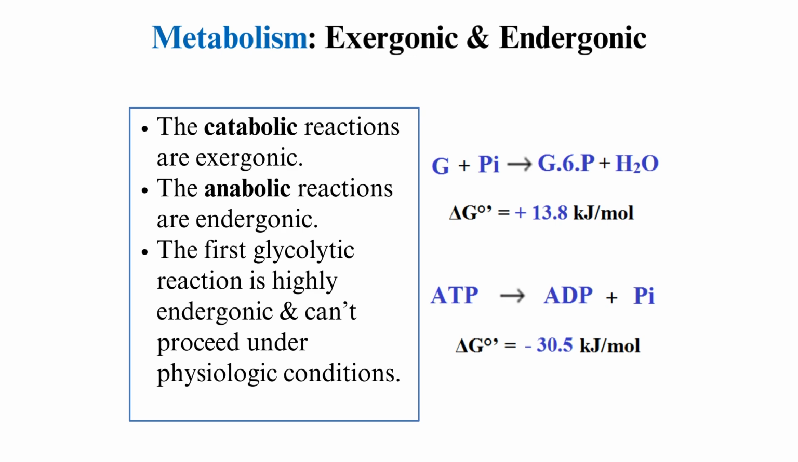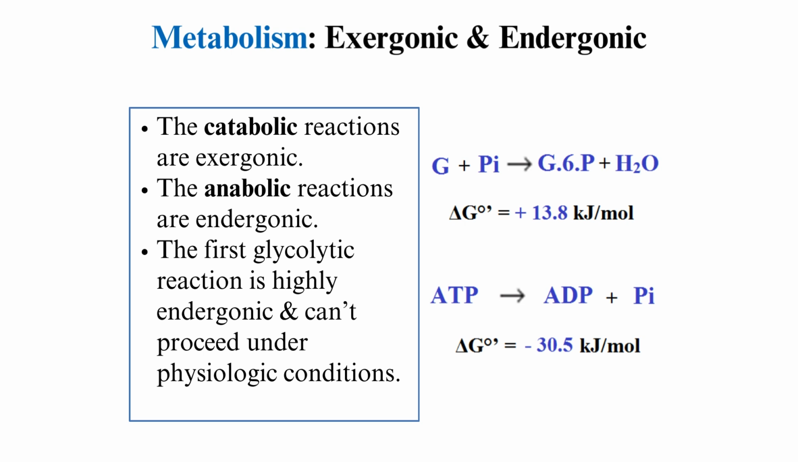The very famous example here is the first glycolytic reaction, the phosphorylation of glucose, which is highly endergonic. If you have a molecule of glucose and you want to phosphorylate it using inorganic phosphate to produce glucose 6-phosphate and water, this reaction's delta G will be plus 13.8. So it is a very high delta G. This will be a highly endergonic reaction. It cannot proceed under physiologic conditions.